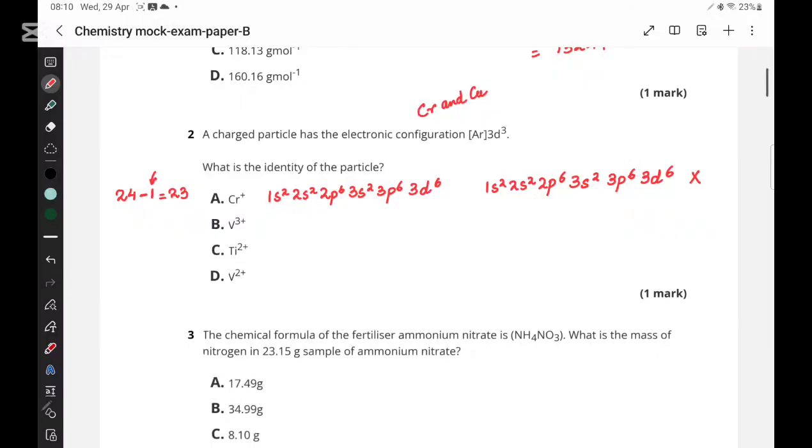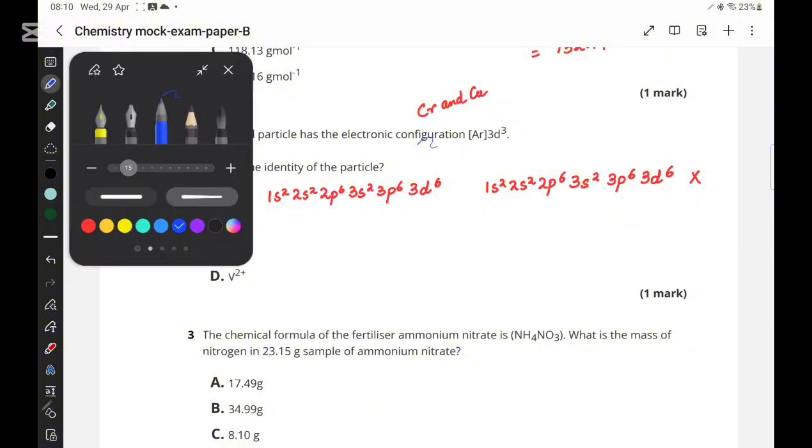For the second question, they are saying a charged particle has the electronic configuration argon 3d3. What is the identity of the particle? For chromium, the number of electrons is 24, and when it loses one electron it becomes 23. Okay, and if we are going to write the electronic configuration of chromium, then we need to see one thing here which is very important.